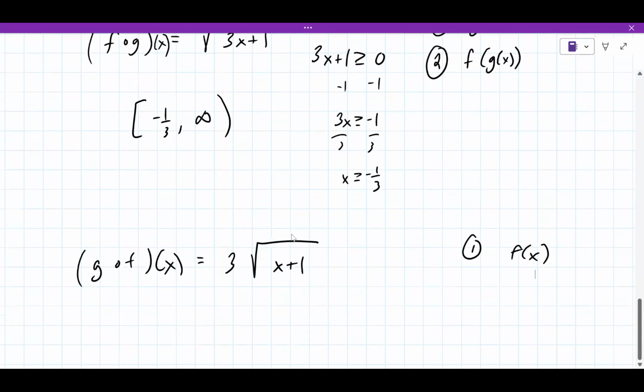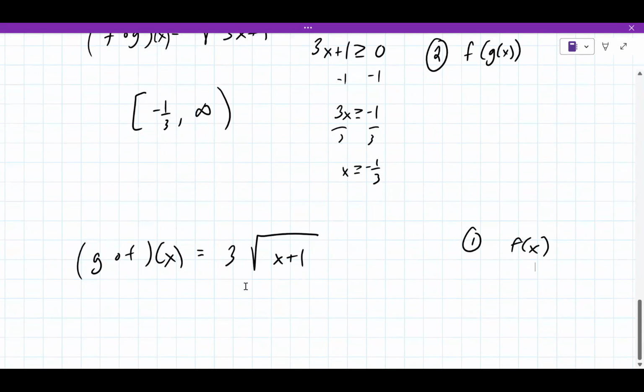And you look to see whether this thing has a different domain than the original. They're actually the same, because it's basically the same function with just a 3 on the outside. So -1 to infinity is the domain. Okay, got it.